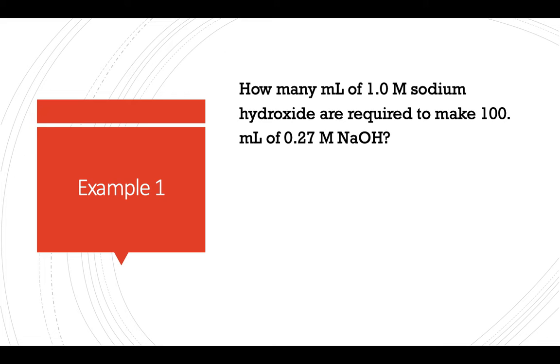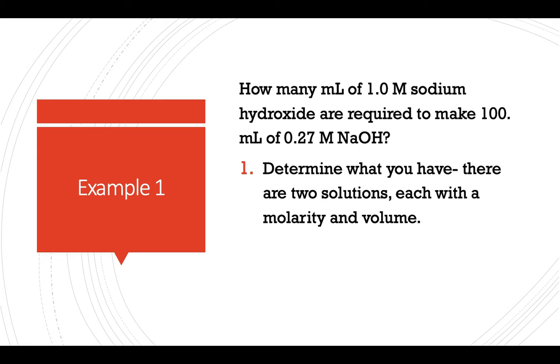So here's a good example problem for us to start with. How many milliliters of 1 molar sodium hydroxide are required to make 100 milliliters of 0.27 molar sodium hydroxide solution? Okay, so the first thing we need to do really is read and use context clues and figure out what we have. Remember that we have really 2 solutions we're dealing with.